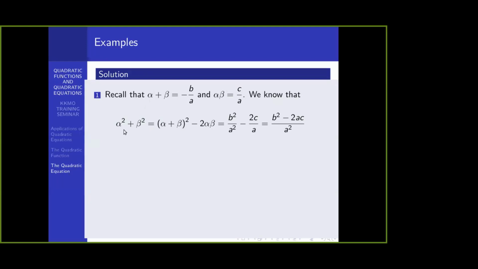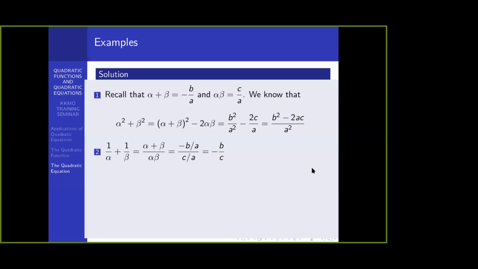So we rewrite this in terms of the sum and the product, and alpha squared plus beta squared can be written in this form, alpha plus beta squared, and then you have to subtract 2 alpha beta. And simply make the substitutions. Alpha plus beta is minus b over a, you put that here. And alpha beta is c over a. So when you make those substitutions and simplify, we find that alpha squared plus beta squared is the same as b squared minus 2ac over a squared.